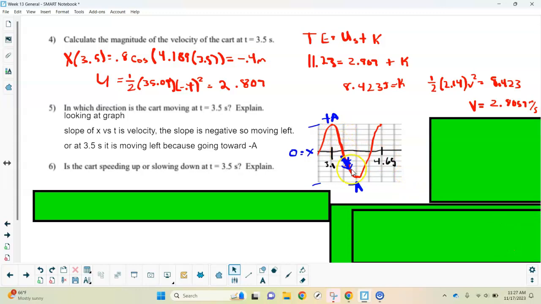You could also do the slope of the line on the position versus time graph. So if I do the slope at this point, we get a negative slope. So that means it has a negative velocity. So that works as well. So those ideas with slope still work for our concepts.